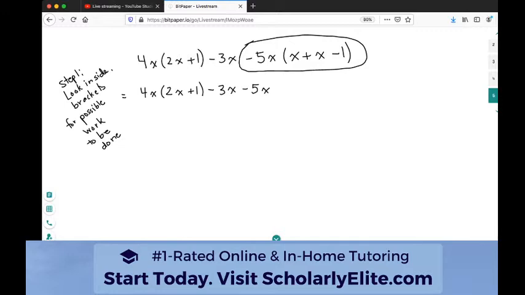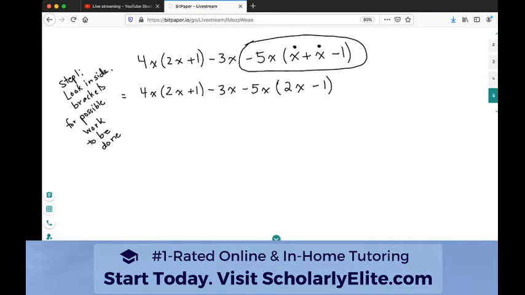Well, inside this bracket, I actually have two like terms. I have this 1x and this 1x. So I'm going to add them together and I'm going to get positive 2x. This negative 1 does not change because there's no like terms or anything to deal with it.